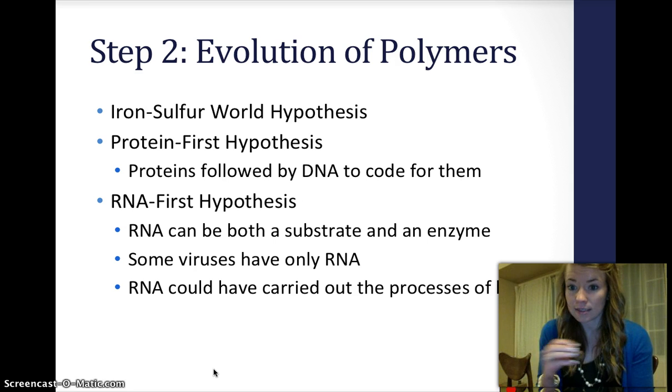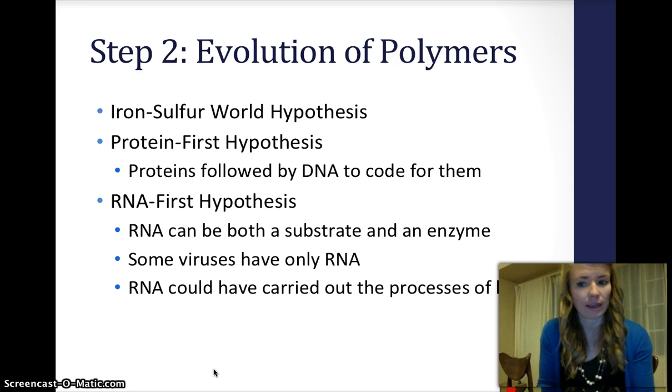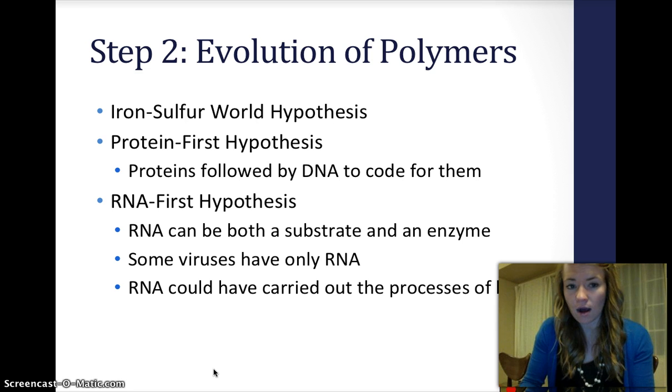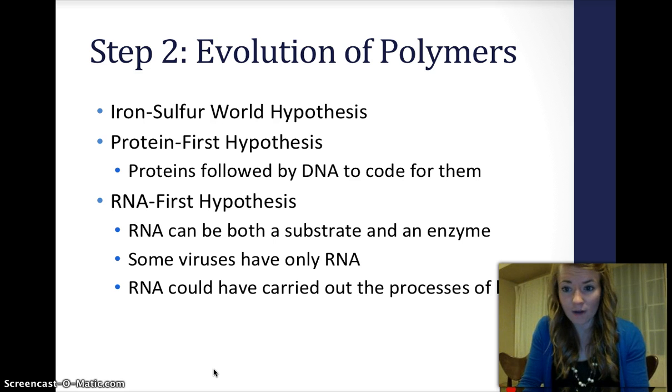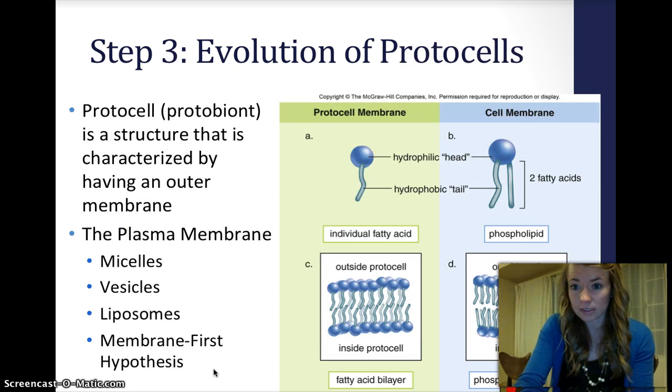So enzymes can act on RNA to make changes to it, like any enzyme would do, but RNA can also be an enzyme. Sometimes we have molecules of RNA called ribozymes. Maybe you remember this from when we talked about RNA, our small RNAs that can break down things. They can also act as enzymes. So it makes sense that maybe this came first. And also some viruses only have RNA. So that could be evidence for that as well. And so RNA could have carried out the processes of life. So RNA might have come first.